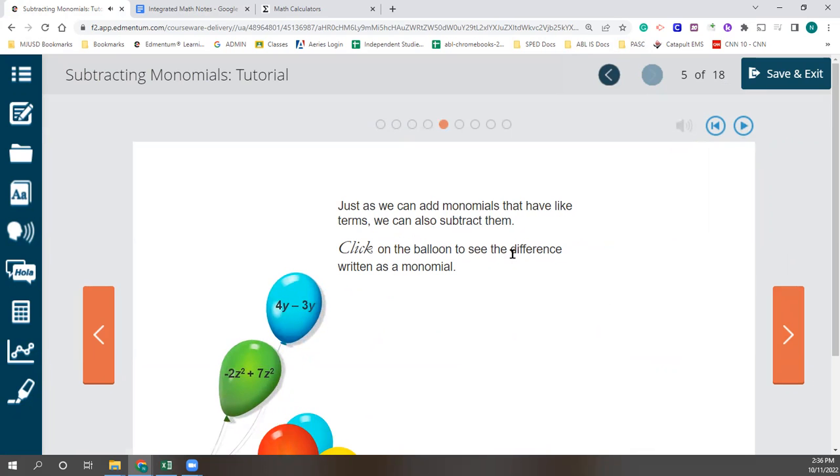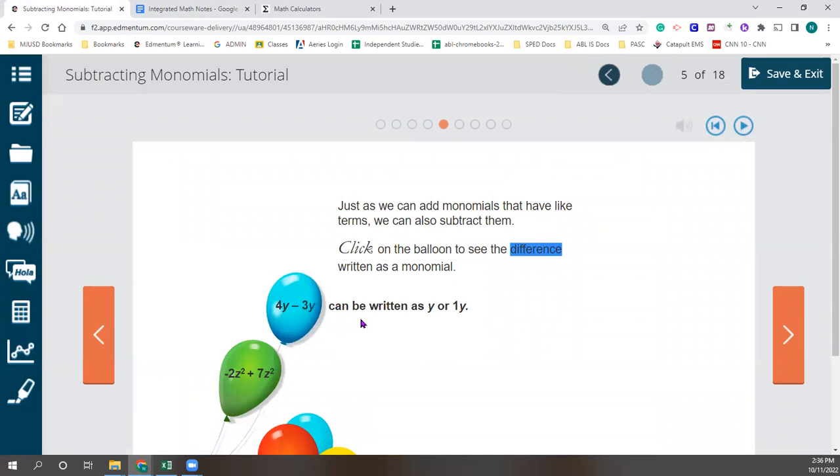So the term difference is in the guided notes for the end of the semester that I am creating for you to help you. I haven't handed those out yet. It has terms like difference. If this says click on the balloon to see the difference written as a monomial, and you don't know what that term, the difference, means, add it to your notes and we'll go back and define it.